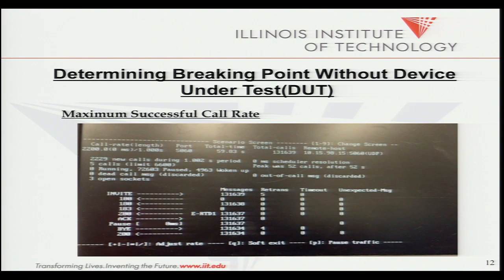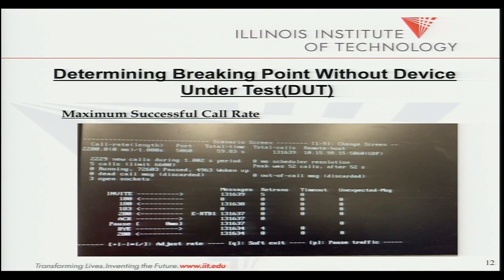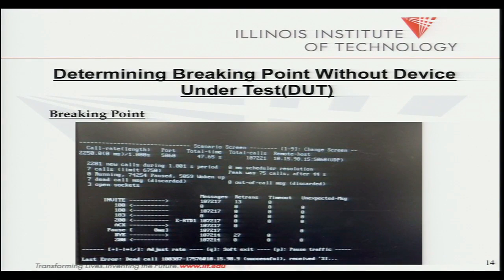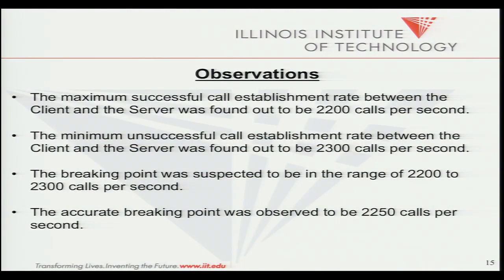So we had to further narrow down the gap. We suspected that the unsuccessful call rate was between the range 2,200 and 2,300. So we further narrowed down our algorithm to establish the maximum, to determine the breaking point, which was found to be 2,250. And these are the observations we made.